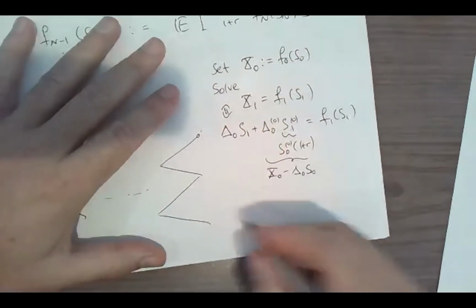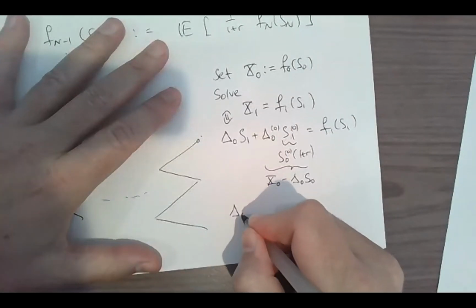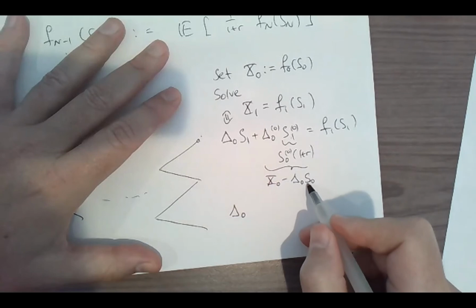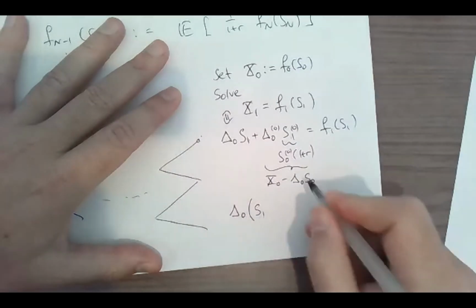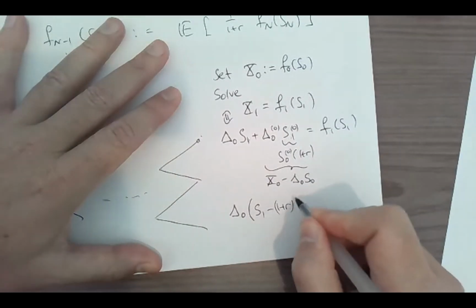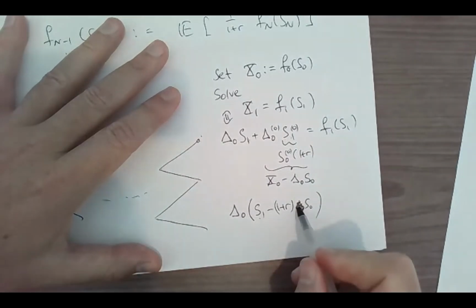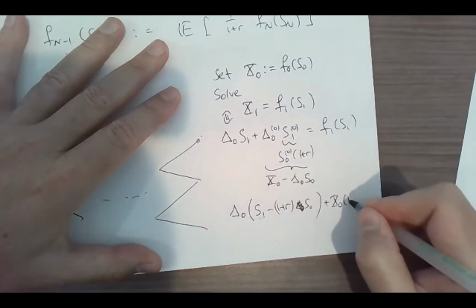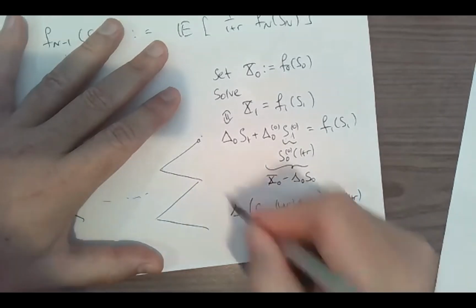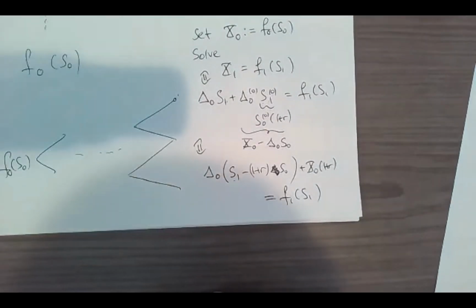So you end up with an equation that is exactly what we had before, except for equity. You have S1 minus 1 plus R delta 0 S0. There's no delta 0 now. You have this plus x0 times 1 plus R. You need that to be equal to this F1 of S1. Do you agree?